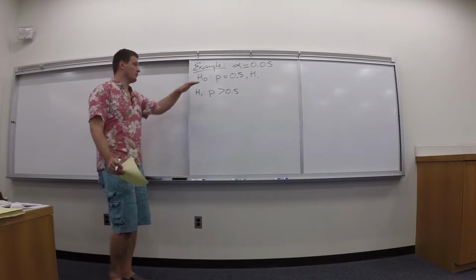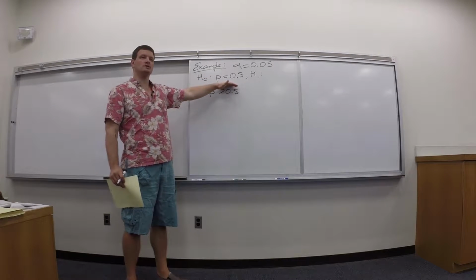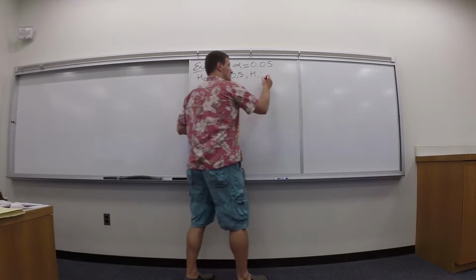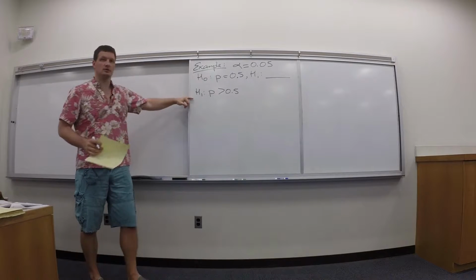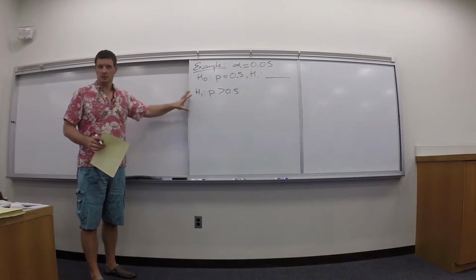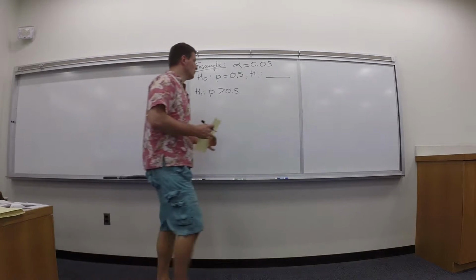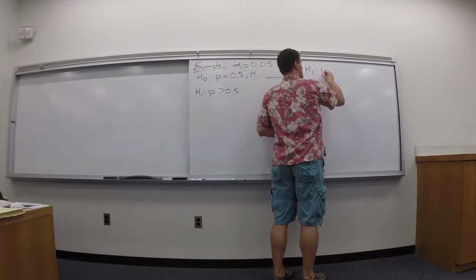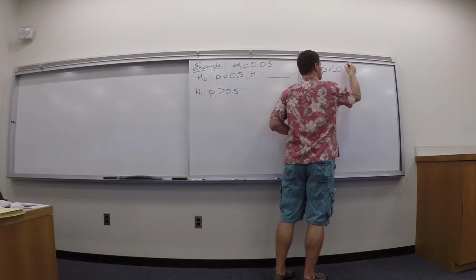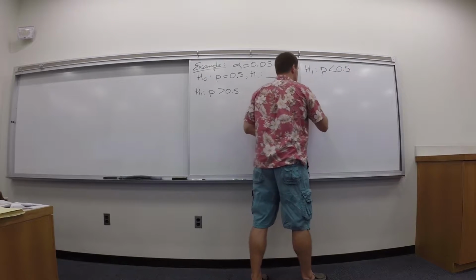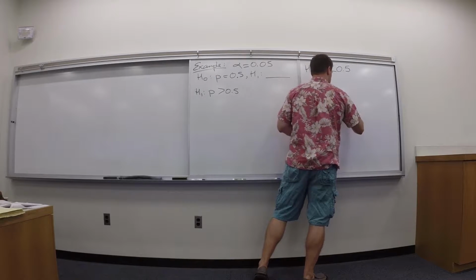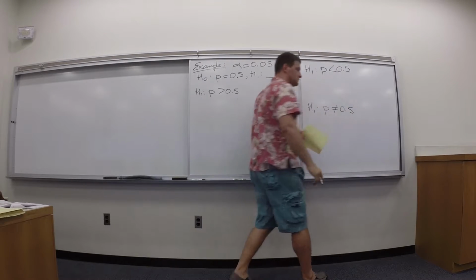Well, this is how we define proportion. Remember the example we did on Wednesday? Right? So the choices for H1 are as follows. We have one choice that looks like this. We have one choice that looks like this. And we have one choice that looks like this.